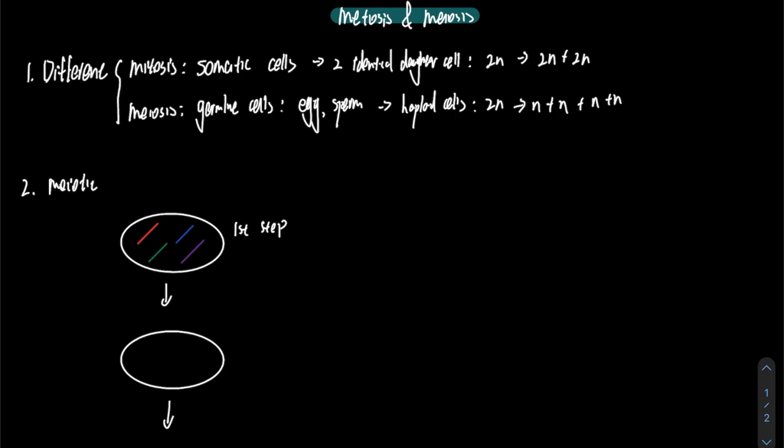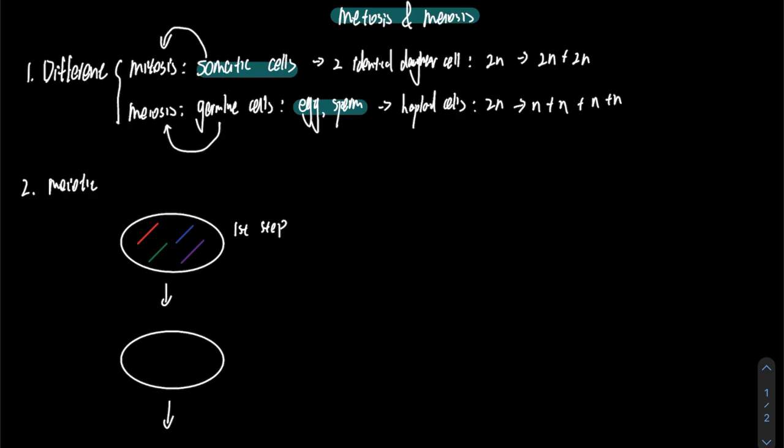Mitosis is about somatic cells. Somatic cells, you can understand as basically every cell except germ-line cells. So what are germ-line cells? Germ-line cells are egg and sperm. Somatic cells are for mitosis, and germ-line cells are for meiosis.